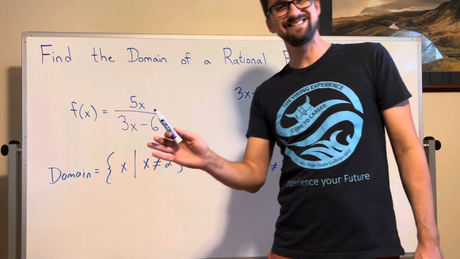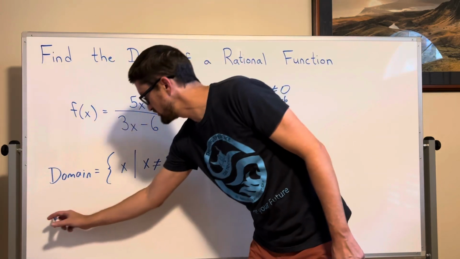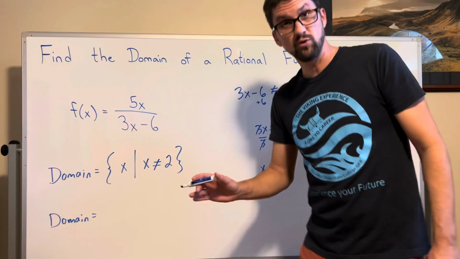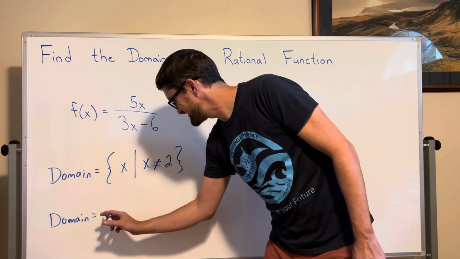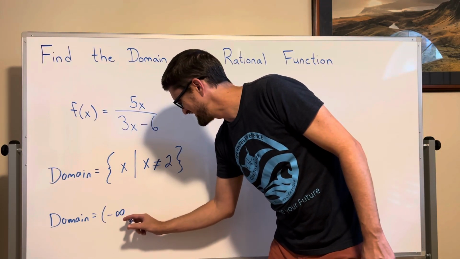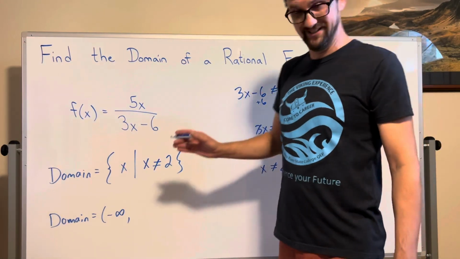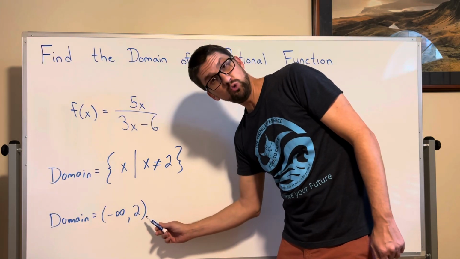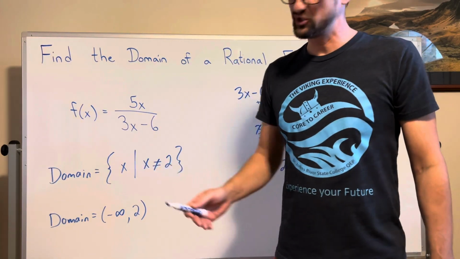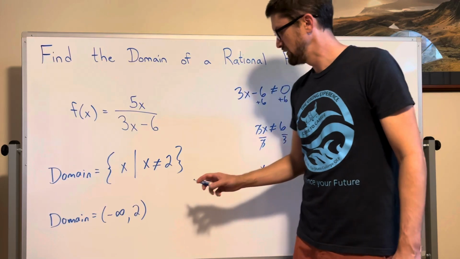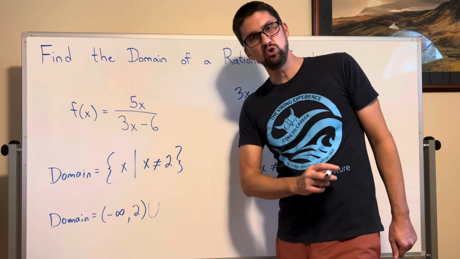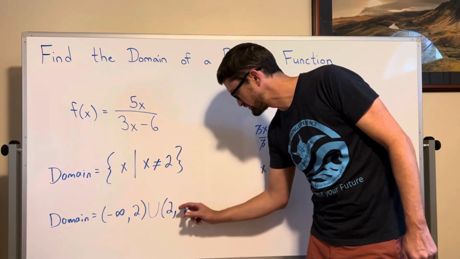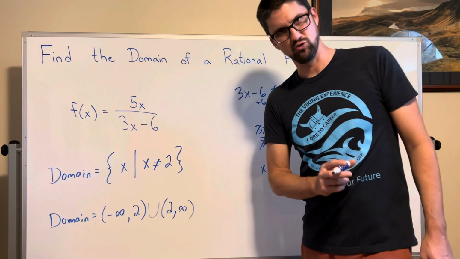Now you can also write this using interval notation. The way you want to do that is you start off with a parentheses and a negative infinity, and then a comma, and then you write the 2. And then the 2 gets a parentheses because the 2 is not included. And then you write the union symbol. And then another parentheses, 2, comma, infinity, parentheses.